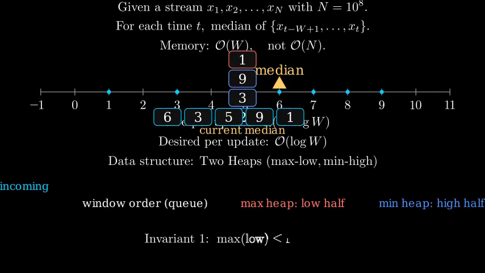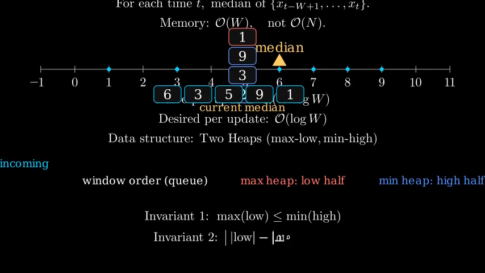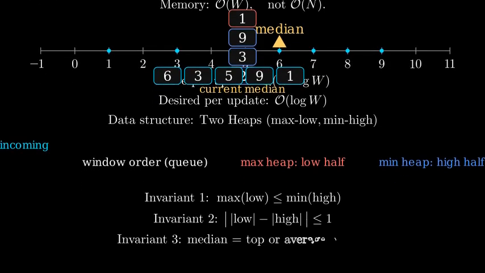The invariants are: 1. Every element in the low heap is less than or equal to every element in the high heap. 2. The sizes differ by at most 1. 3. When the total count is odd, the median is the top of the larger heap. When the total count is even, the median is the average of the two tops. These invariants are enforced after every insert and delete, guaranteeing a correct median.